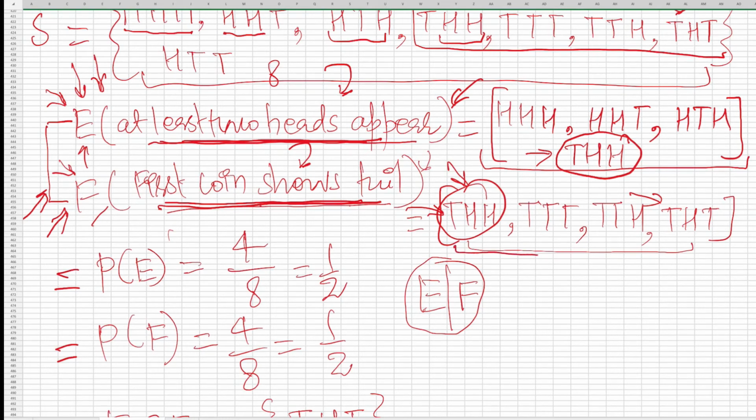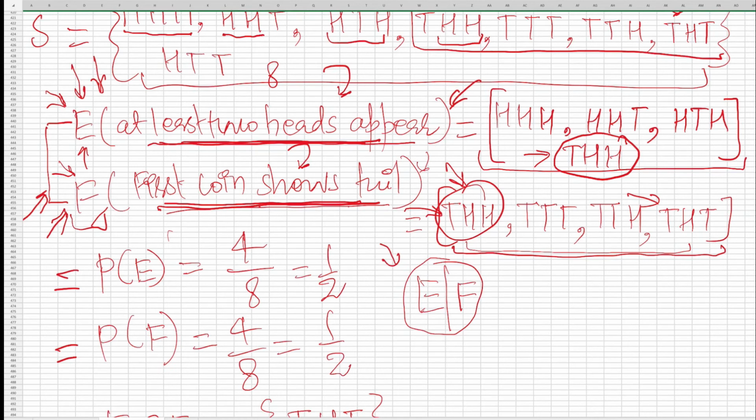Let's define these outcomes. By default, the sample space of event F is the sample space of this next event. All of the outcomes which are showing tail on the first coin form the sample space for this event. Now we need to find out at least two heads. So what is the event which is having at least two heads? This is the event which is having at least two heads.